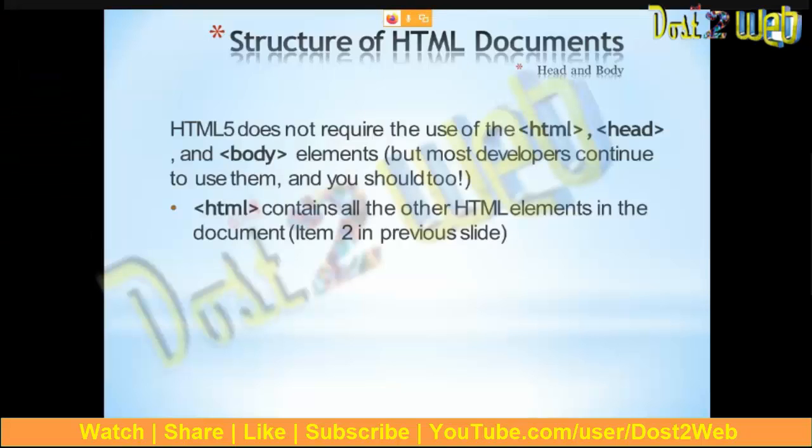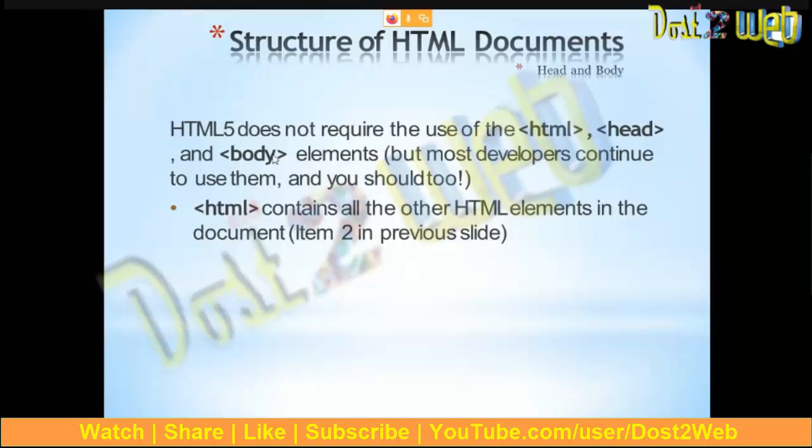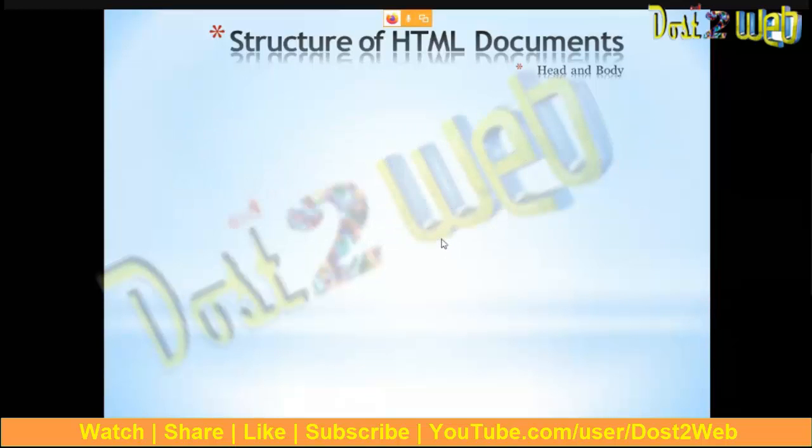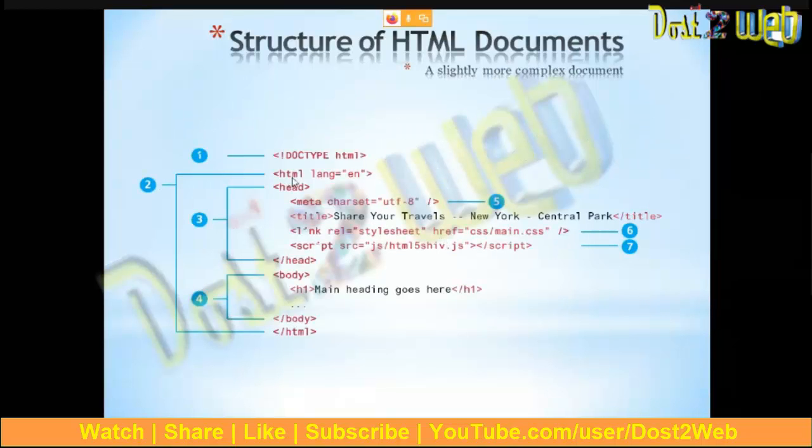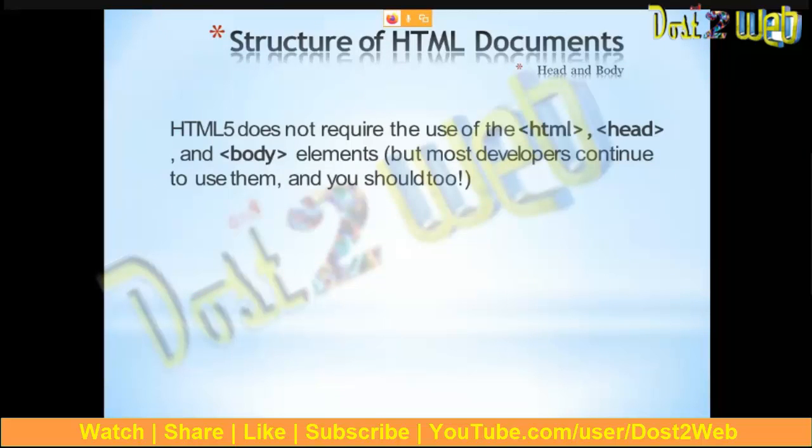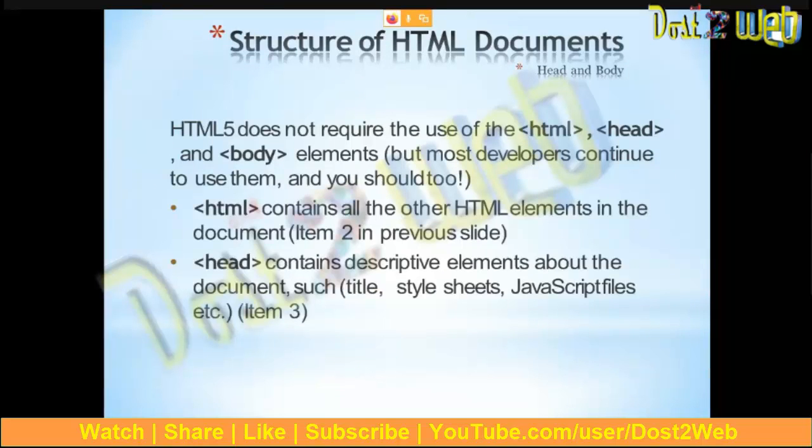Okay, so most of the elements should be inside the body tag only. You should compulsorily write the body tag. Now, HTML contains all other HTML elements in the document, like item 2 in previous slides. So what is item 2? This is item 2, and we are using the attribute lang equal to EN. EN stands for English. Next, head contains descriptive elements, as I mentioned, right?